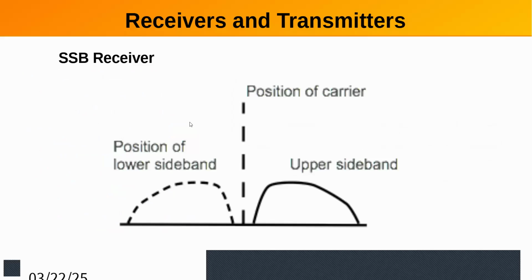When you look at the single sideband where the carrier should be, and then you see either the upper sideband or the lower sideband, you notice they're mirror images. The frequency is inverted.